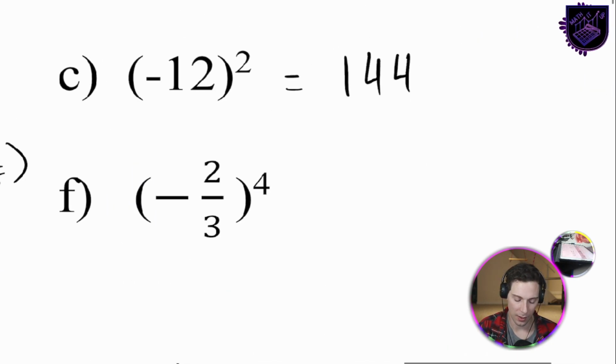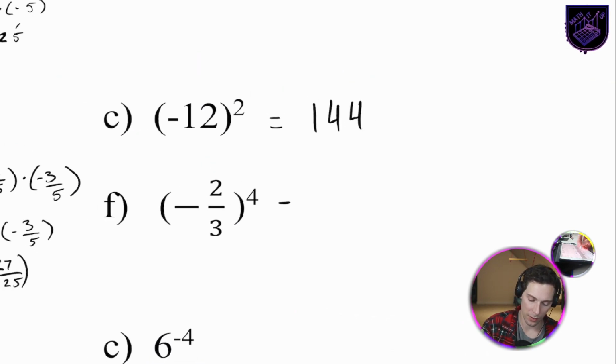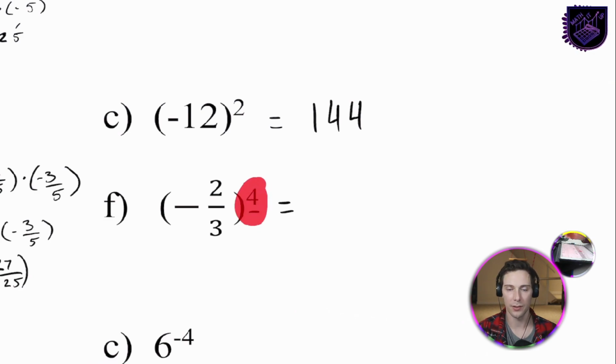Last one. (-2/3) to the power of 4. All right. So let's do this. We know it's going to be, because we have our number here, this is an even number, so it's going to be a positive answer, because we know anything to an even exponent is going to be positive if it's a negative base.